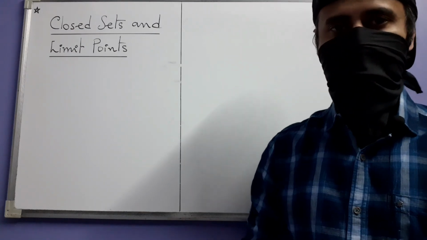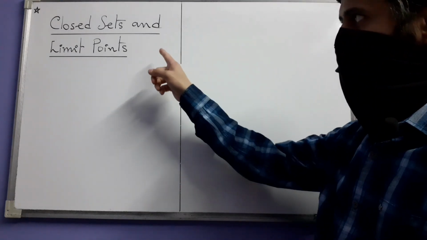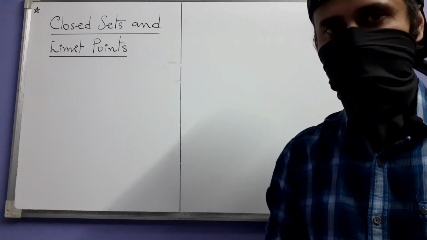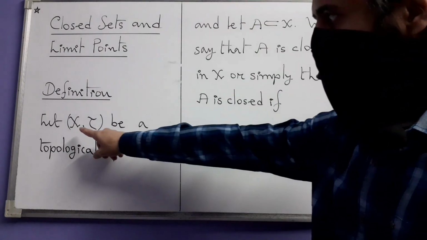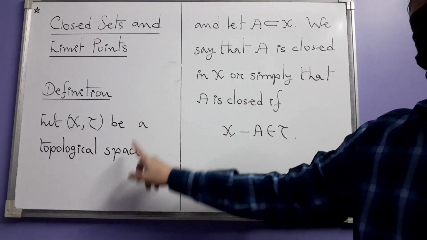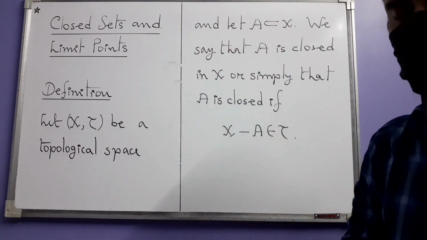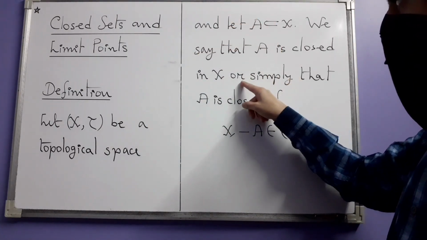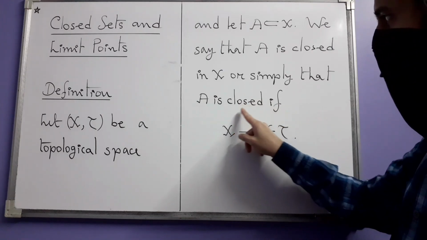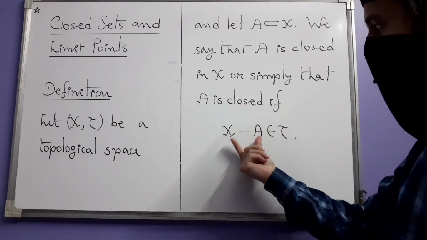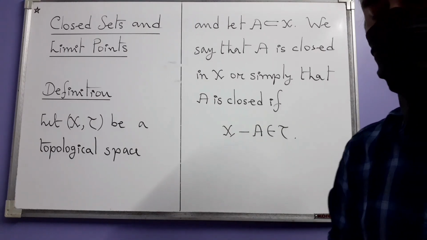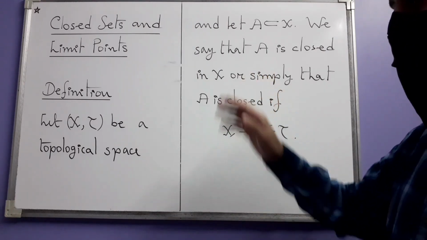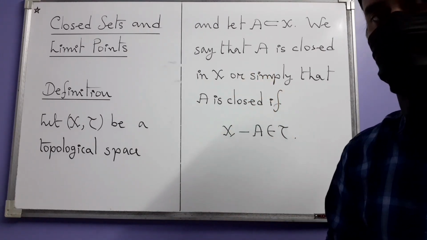We are going to start a new section on closed sets and limit points. Let's start with the definition of a closed set. Let (X, tau) be a topological space and let A be a subset of X. We say that A is closed in X, or simply that A is closed, if the complement of A in X, that is X difference A, belongs to tau. This just means that A is closed if its complement is open.